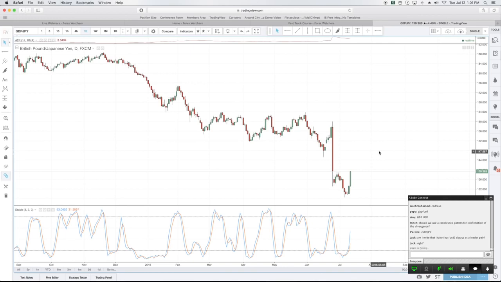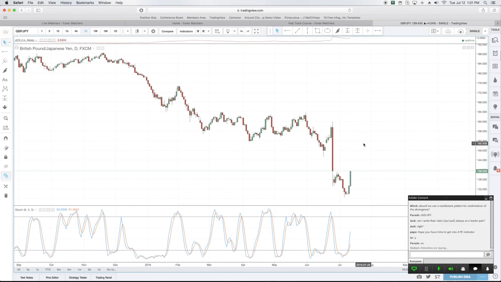Jack, am I right that I take Euro USD always as a leading pair? No, not as a leading pair. Leading and lagging has to do with who takes the lead in moving. For example, have you guys looked at the yen markets today? Yeah. So a quick overview on the yen markets.